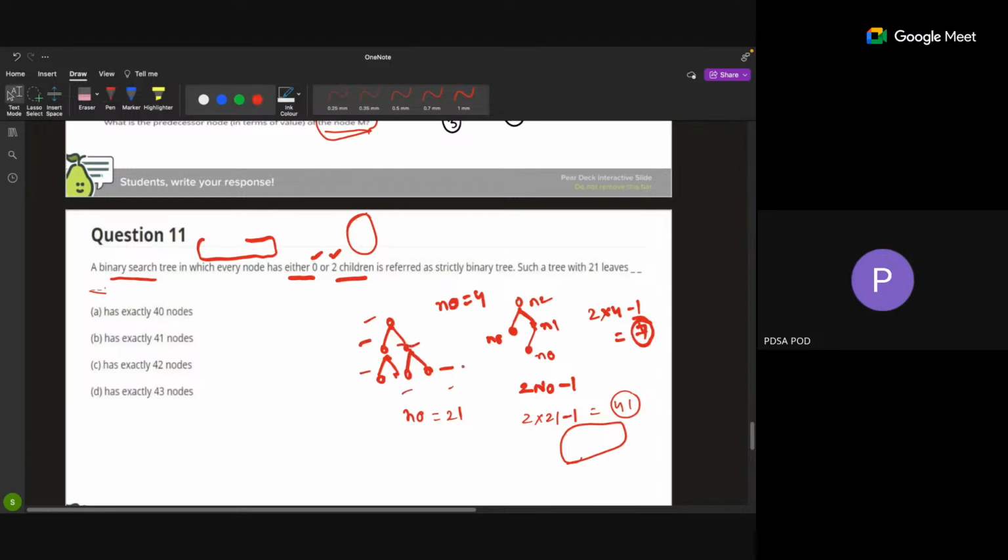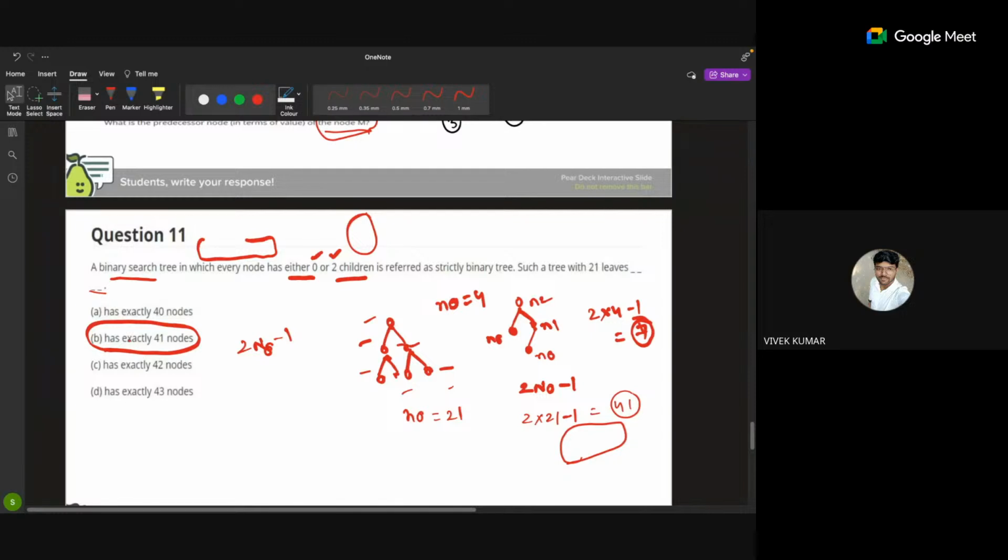This is one more formula. They will give only the leaves, and they still say that it is a strictly binary tree. Strictly binary tree means either 0 or 2 children is there. We try to find out the number of nodes simply by using the formula 2 into n0 minus 1. Please make sure this n0 is a subscript, and it gives the number of nodes. So the right answer is 41.